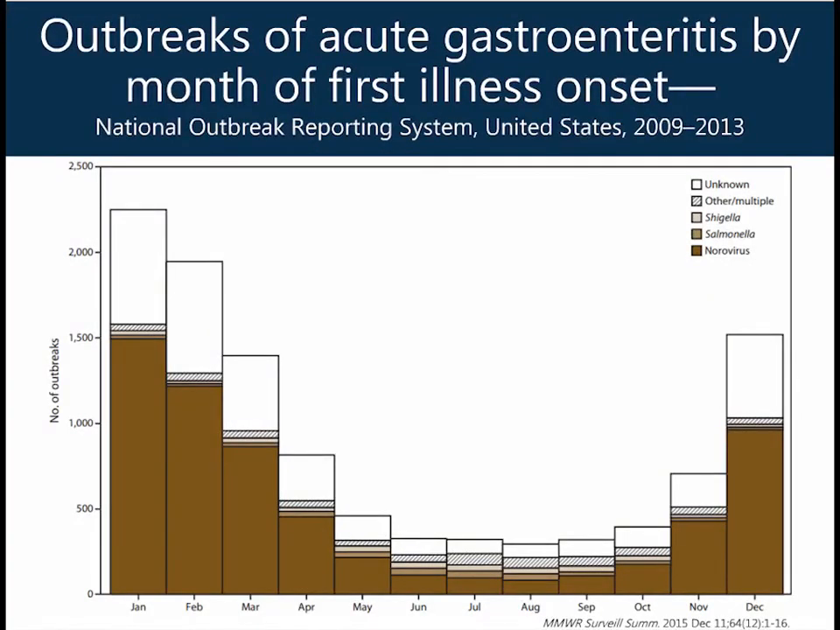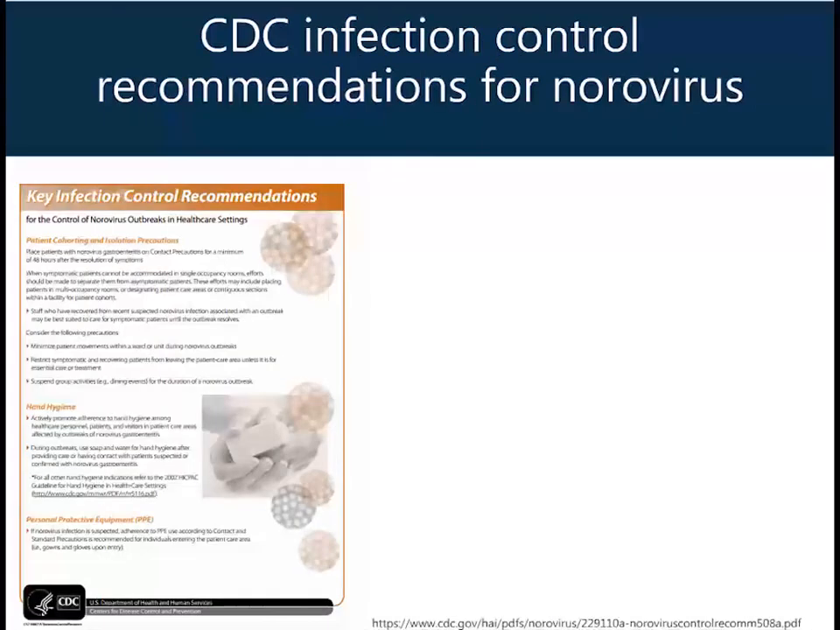Here you can see the onset of norovirus throughout the year, and you can see why winter is attributed to the winter vomiting disease. It's much more prevalent in the winter time, December, January, February. Thankfully, we're getting past that winter vomiting illness season.